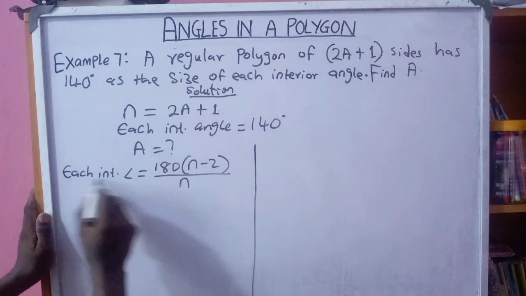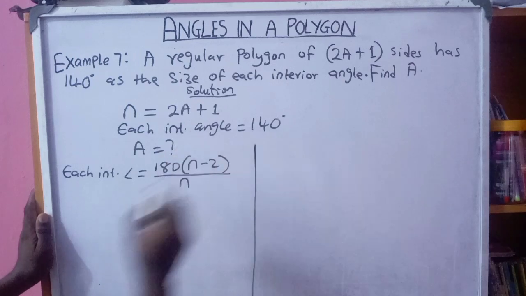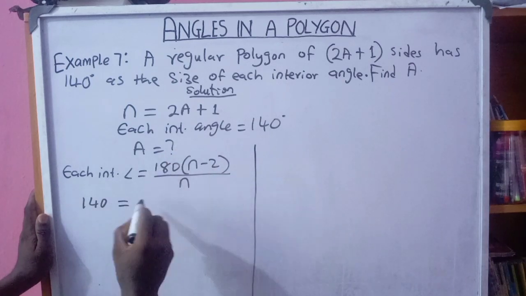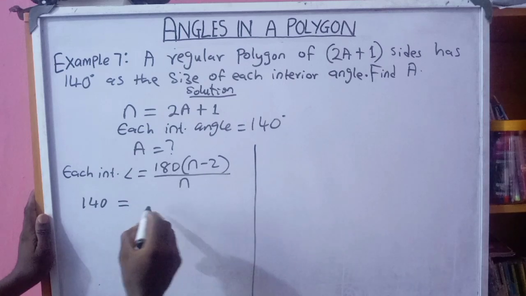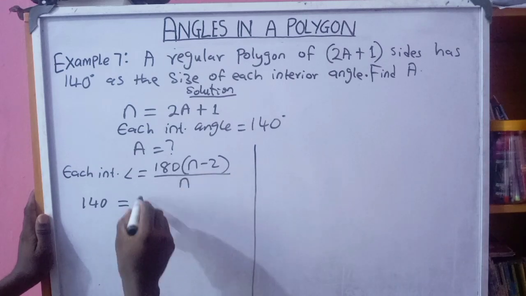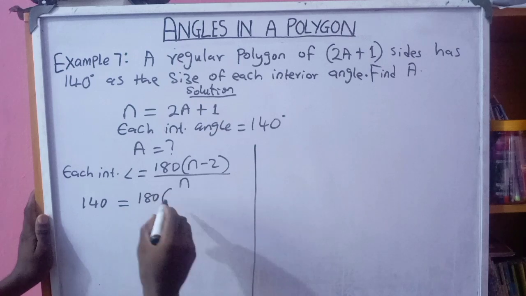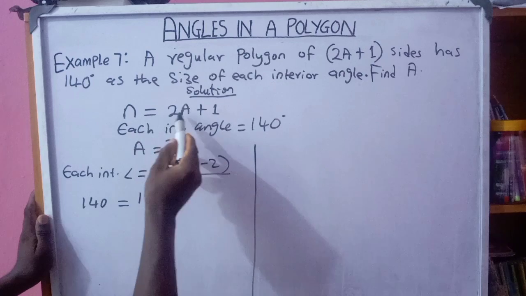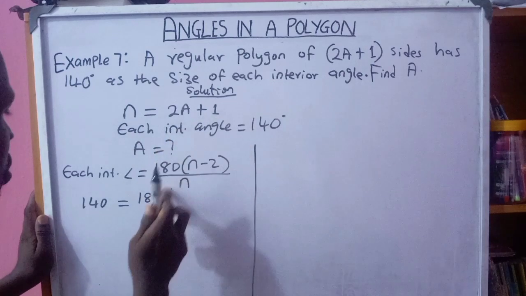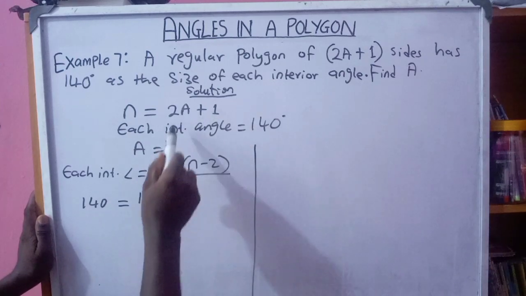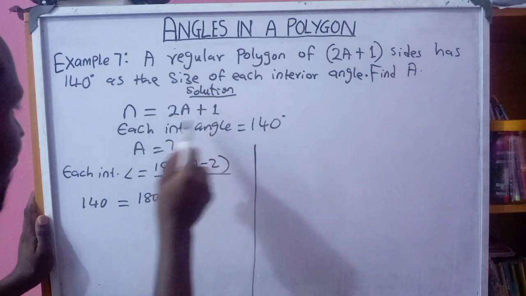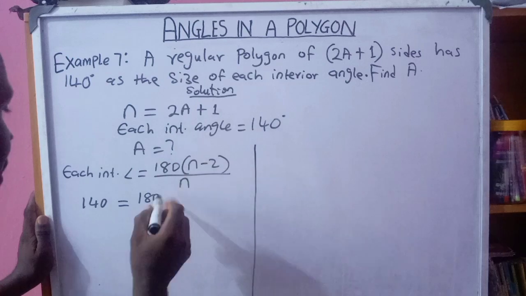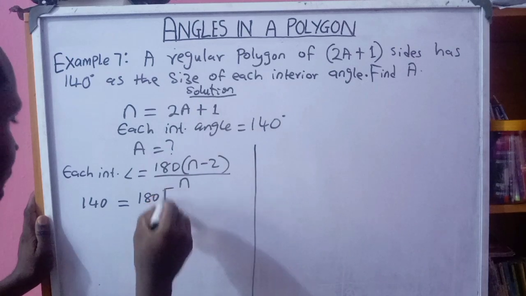Alright, so here we have each angle given as 140 equal to 180. We have to open the bracket. That is, let's substitute the value 180 bracket in place of n. What do we put there? In place of n, we put 2a plus 1. So n is being represented by 2a plus 1. That means whatever we find n, we have to replace it with what? 2a plus 1. So we have to use a bigger bracket here.